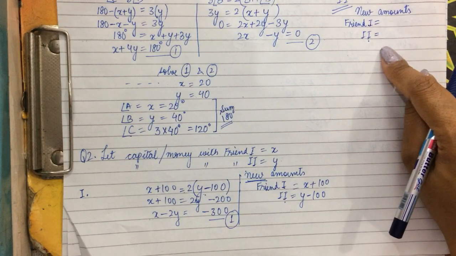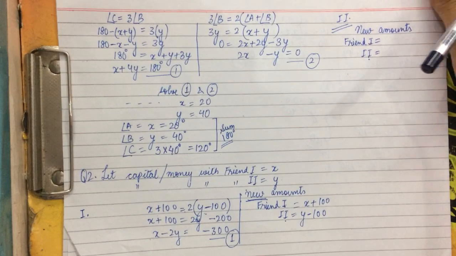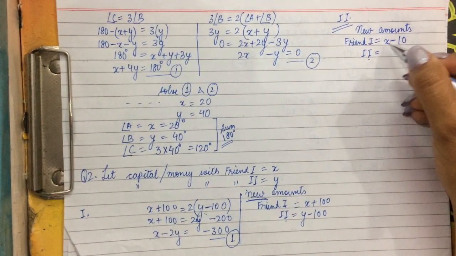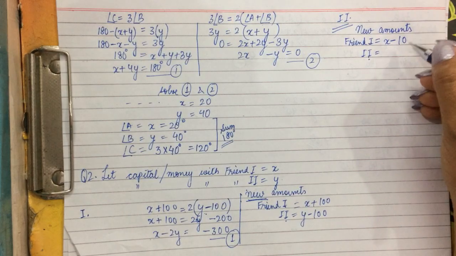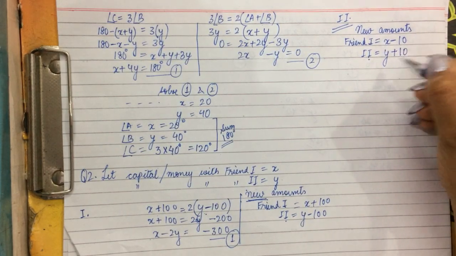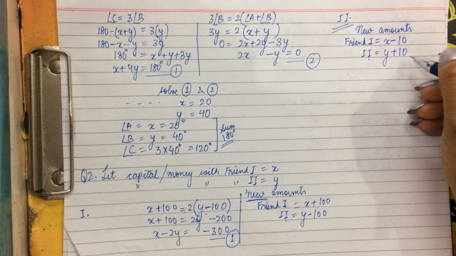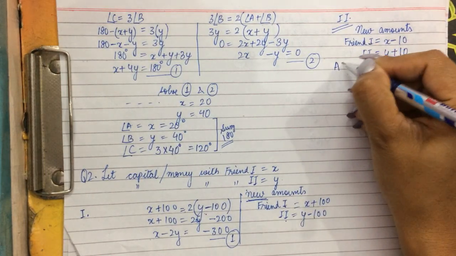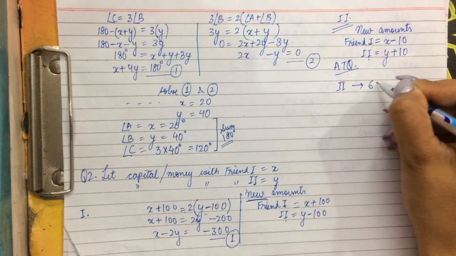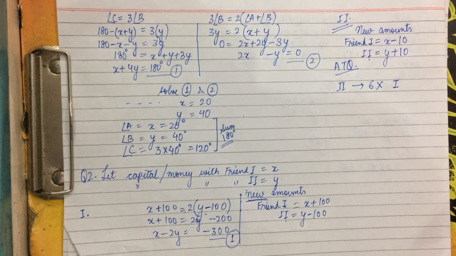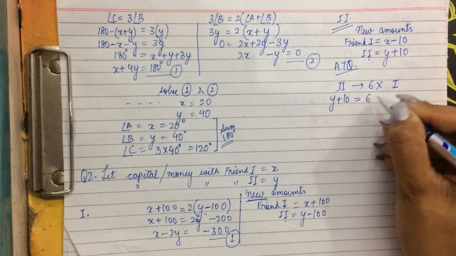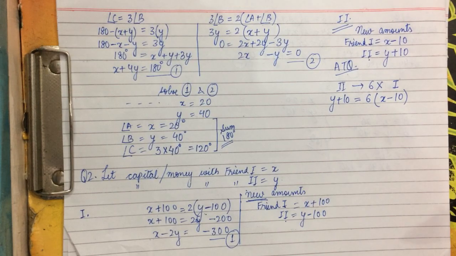Now in the second case, the money will be taken from the first friend. And how much money will be taken? 10. 10 rupees will be taken from the first friend, and these 10 rupees will be given to the second friend. So the second friend's amount becomes Y plus 10. And in the second case, according to the question, the second friend will be 6 times as rich as the first one. So Y plus 10 will be equal to 6 into X minus 10.